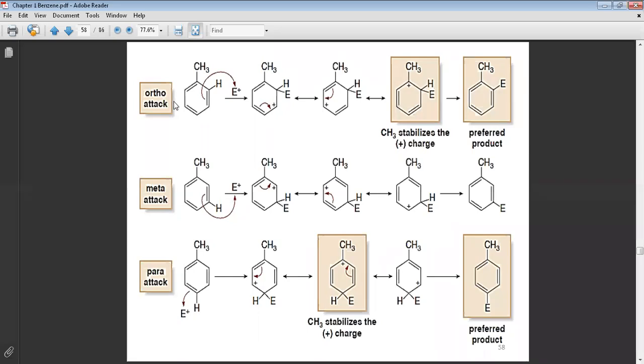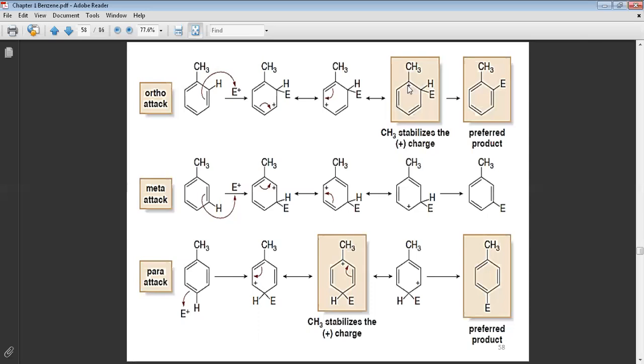Make the ortho attack. The pi bond will attack the electrophile. The electrophile will go to the ortho position, and we have a positive charge. We have resonance structures. The double bond will be converted to here, and the positive charge will move to here. Now we have an additional resonance structure. The double bond will move to here, and the positive charge will move to here.